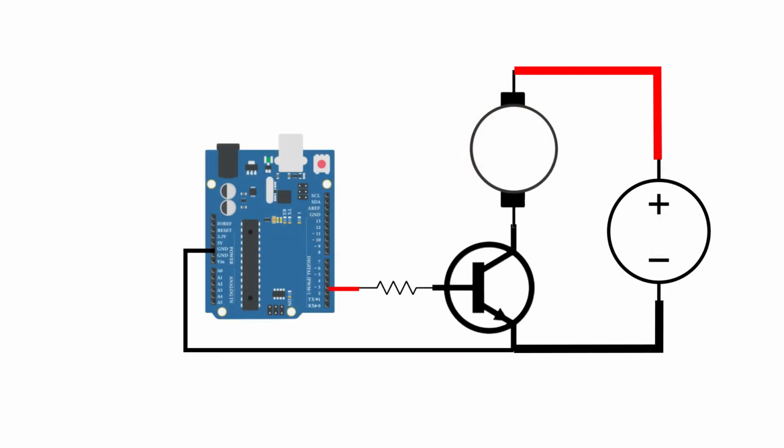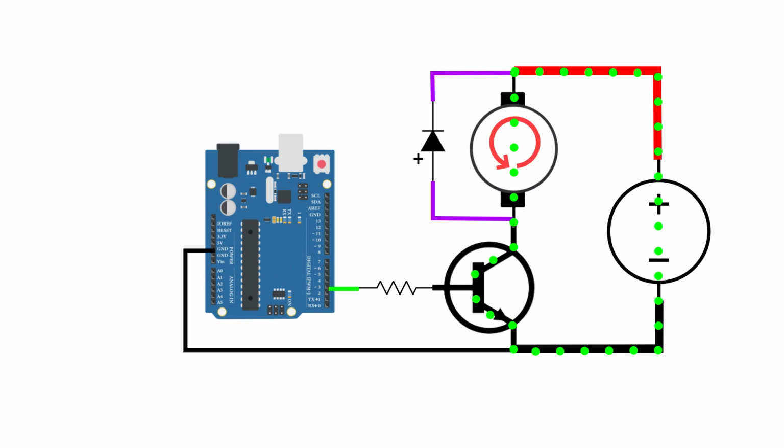Luckily, the solution to this problem is very simple, and involves adding one extra diode in reverse parallel to the motor. Now watch what happens. When the motor turns on, all the power flows through the motor and the transistor, and the diode remains off due to the reverse voltage being applied to it.